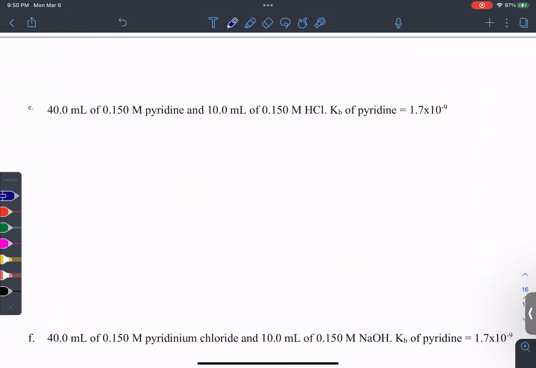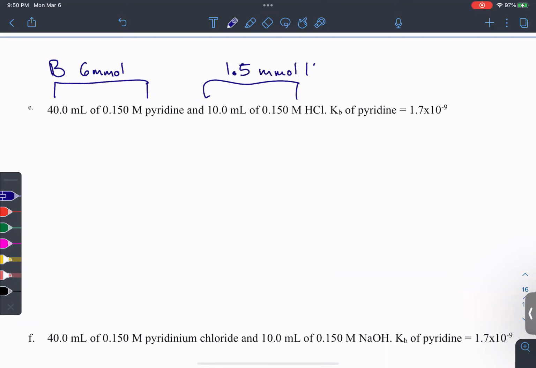All right, 40 milliliters of pyridine and 10 milliliters of HCl. What kind of buffer is this? Can I just plug those numbers straight into the Henderson-Hasselbalch? No, you can't. So again, calculating millimoles is really gonna help here. So pyridine is our base. If you multiply 40 times 0.15, there is 6 millimoles of base. And if you multiply 10 times 0.15, you get 1.5 millimoles of HCl.